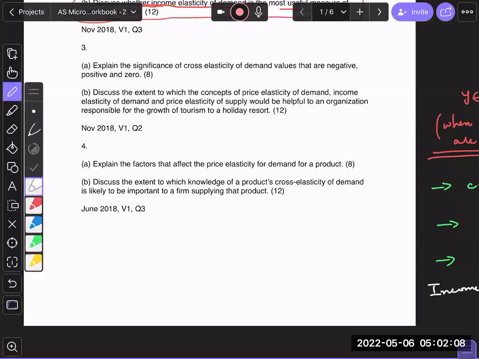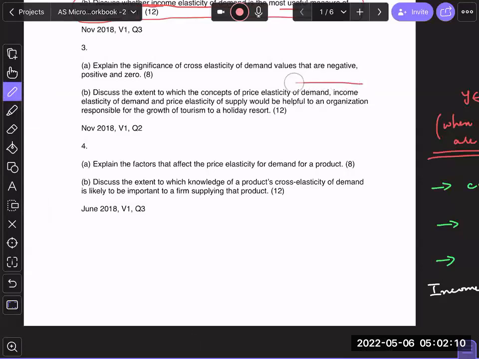Discuss the extent to which the concept of price elasticity of demand, income elasticity of demand, and price elasticity of supply would be helpful to an organization responsible for the growth of tourism to a holiday resort. So this is a bit of a difficult question. Till now, in all the elasticity questions we have done, the approach was very straightforward. What is happening in this question?